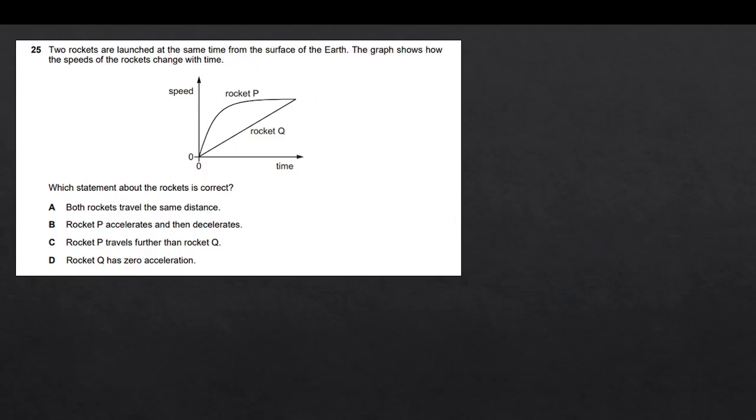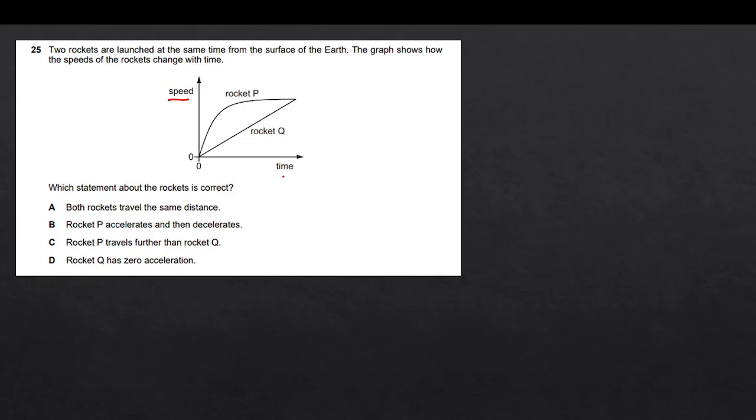Question 25. Two rockets are launched at the same time from the surface of Earth. The graph shows how the speed of the rockets changes with time. Which statement about the rockets is correct? We have rocket P and rocket Q. So let's look at option A. Both rockets travel the same distance.